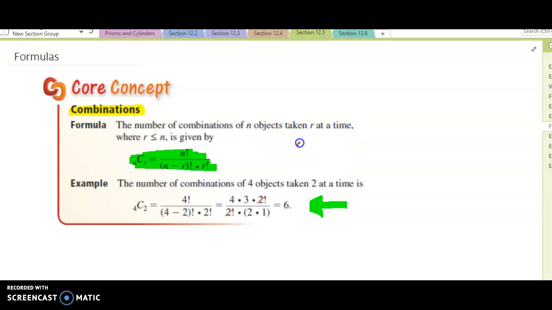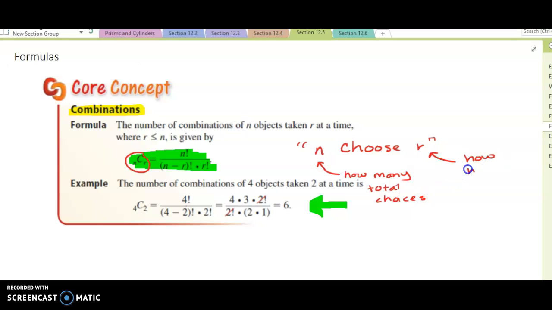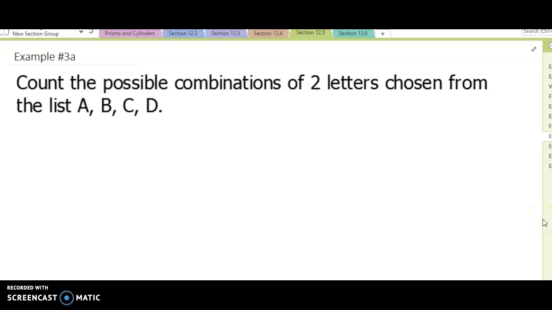We would say this as n choose r. Okay, so this would be how many total choices we have, and then how many we are choosing. Hopefully after we do a couple of examples, that'll make more sense. But anyways, it's n choose r. All right, so let's look at example 3A.